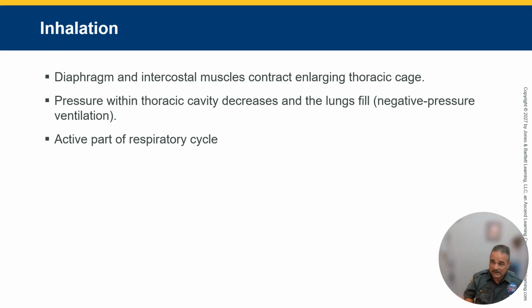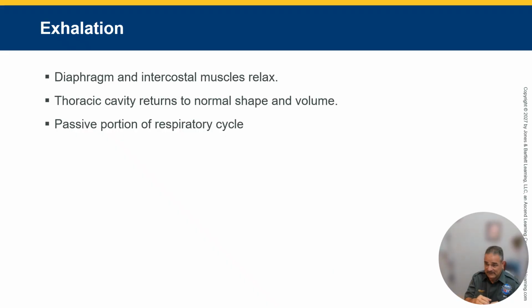Inhalation, just like we were talking about earlier: the diaphragm and intercostal muscles contract, enlarging the thoracic cage. Pressure within the thoracic cavity decreases and the lungs fill. Remember, we said negative pressure. Negative pressure ventilation is the active part of the respiratory cycle. Inhalation is. Exhalation: the diaphragm and the intercostal muscles relax. The thoracic cavity returns to its normal shape and volume, and this is the passive portion of the respiratory cycle where the carbon dioxide is now expelled.